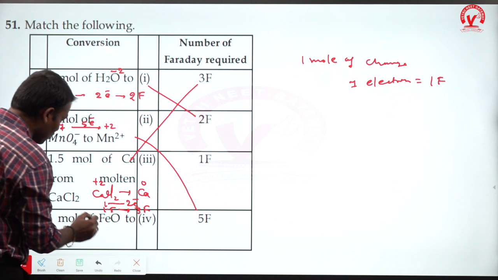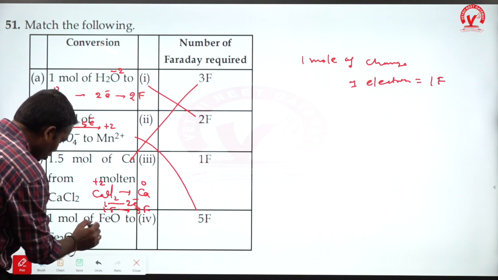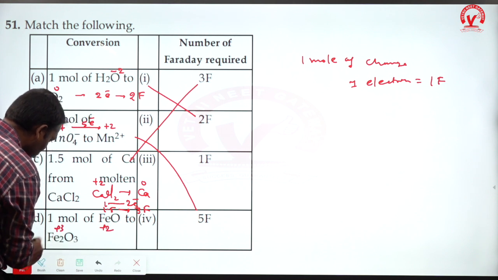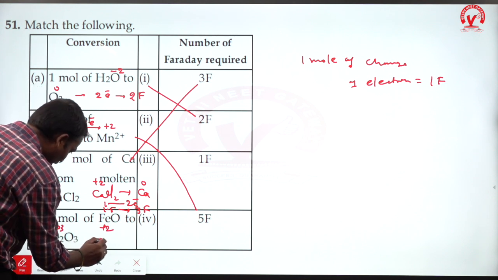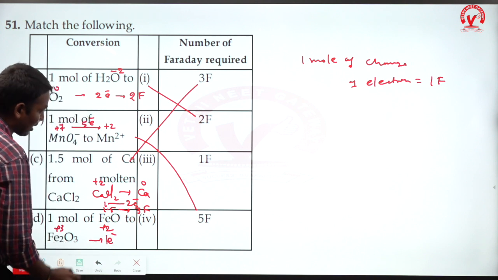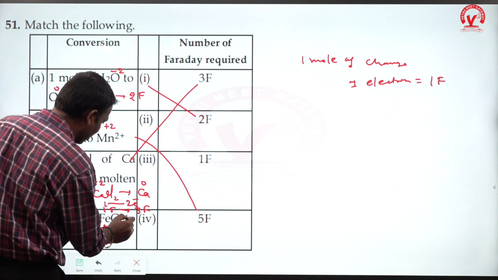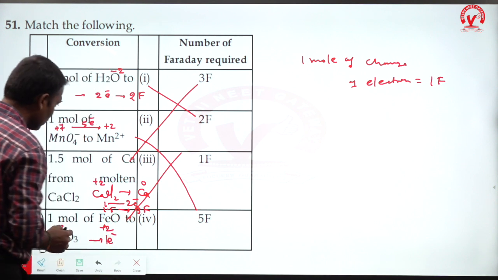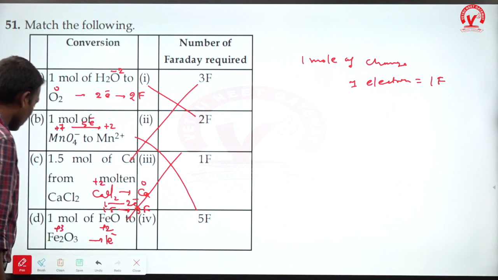Right? 1 mole of FeO changes to Fe2O3. That is FeO, plus 2 changes to plus 3, which means a 1 electron difference. 1 electron difference means 1 Faraday we have to take here. Finally, the answer is this one.